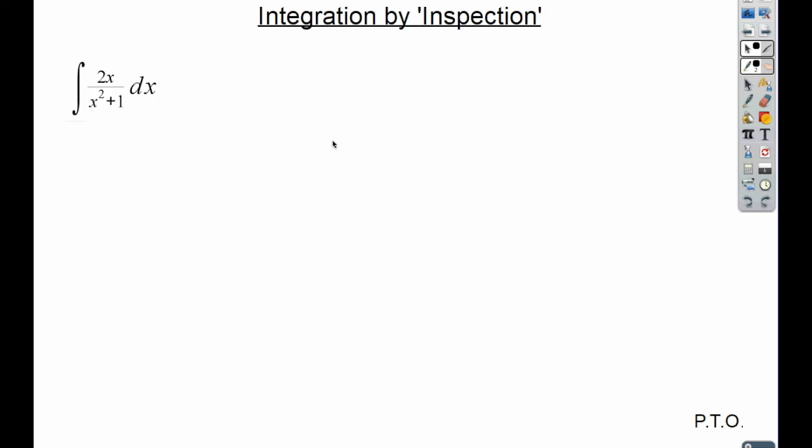There are a lot of these different types of questions, and I'm just going to take you through a few of them. You'll see why it's called the reverse chain rule when we're doing these, but I'd like to get on with the actual questions. The first one I've got for you is the integral of 2x over x squared plus 1.